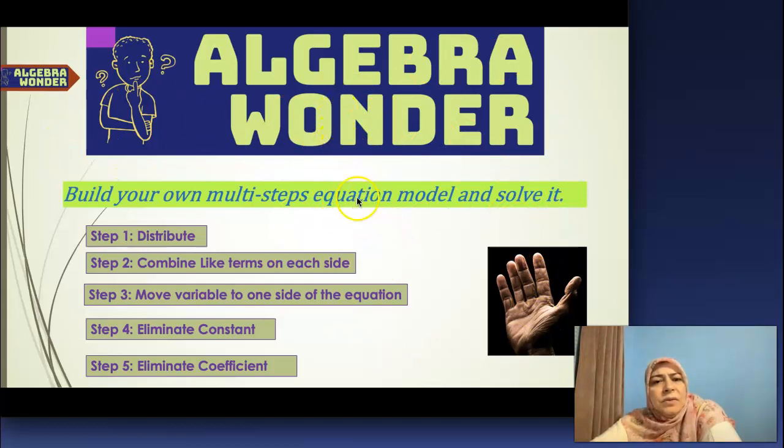So now here is the question, Algebra Wonder. I want you to build your own multi-step equation model, like how I did it, and solve it. Remember, this is how I did it: I gave you 5 steps: distribute, combine like terms, move the variable to one side, eliminate the constant, and eliminate the coefficient if any. But I also want you to think, do you have to use these 5 steps in this order? Do you have to really use them or not? Think about this. Share your thinking and your model with your classmates and your family, and enjoy the math. And thank you.